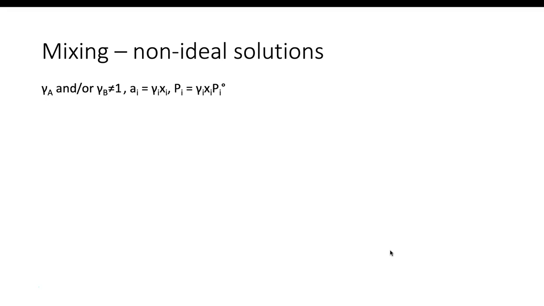So let's do a non-ideal solution in terms of mixing. In this case, our activity coefficients, one or both, can be different than 1, so they're not equal to 1. Our activity is no longer just our mole fraction, but it's the activity coefficient times the mole fraction. And then we adjust our Raoult's law to add the non-ideality part. So we have the activity coefficient times the mole fraction times the vapor pressure of the pure liquid. And that gives us our vapor pressure.